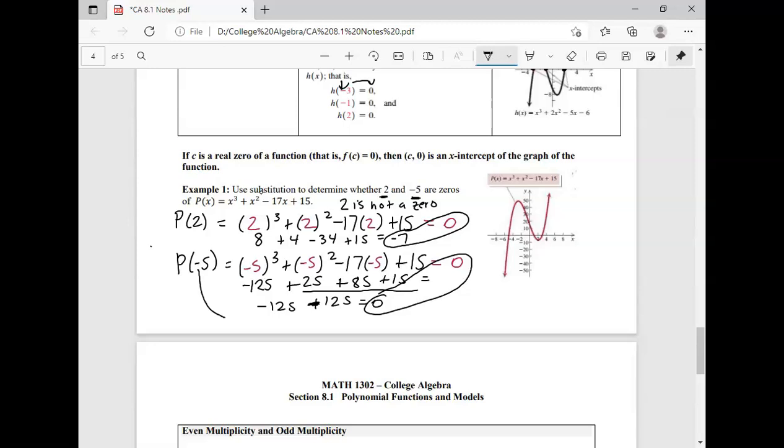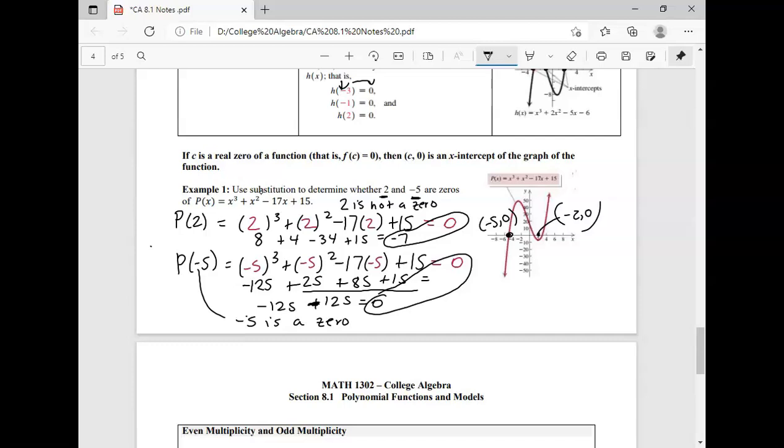So -5 is a 0 because when you plug it in, it gives you 0. It is one of the x-intercepts. You can see it right here, that point, -5, 0. This other point that we looked at, -2, 0, the graph doesn't go through that. You can see that right there. That's why we got -7 and not 0.